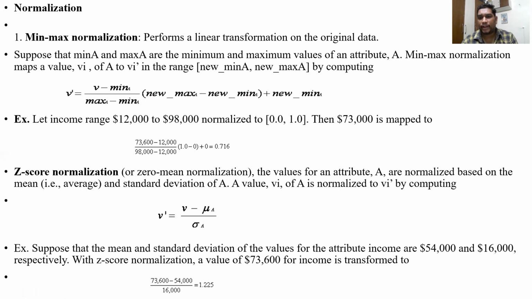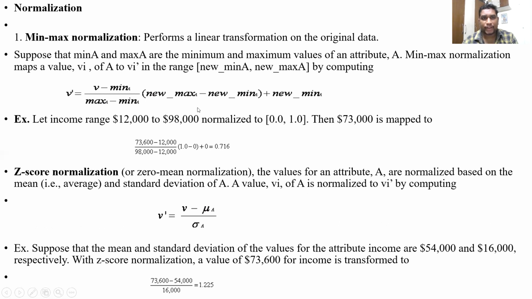So these three are different values, and you are normalizing these three values into a specified range of 0.0 to 1.0, where 0.0 is the min value and 1.0 is the max value. Given an attribute, we have a minimum value, a maximum value, and a calculated value. For example, the original value v is 73,000 minus the minimum value of 12,000, over the maximum value 98,000 minus the minimum value 12,000.